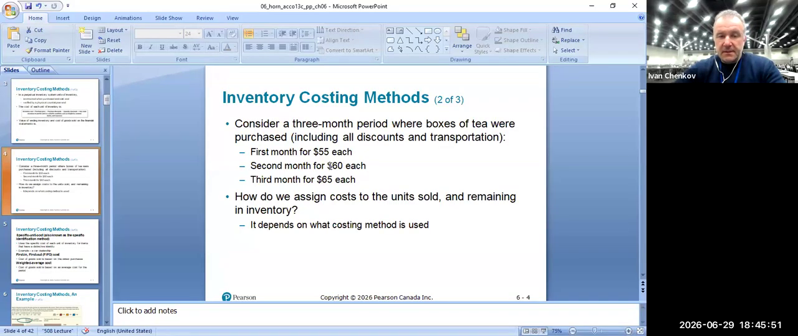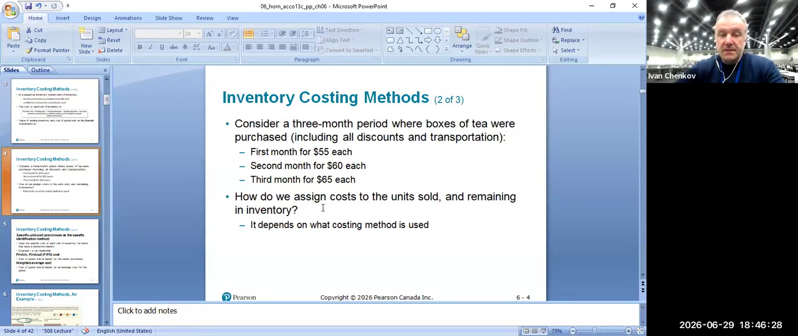Let's consider a 3-month period where boxes of tea were purchased. We're going to include the discount and transportation, everything. The first month we're purchasing at 55 per box, the second month at 60 per box, and the third month at 65 per box. Now the question is, how are we going to assign the cost for the item that we actually sell? How would we know whether the item we're selling is from the first month, the second month, or the third month? We don't know that.